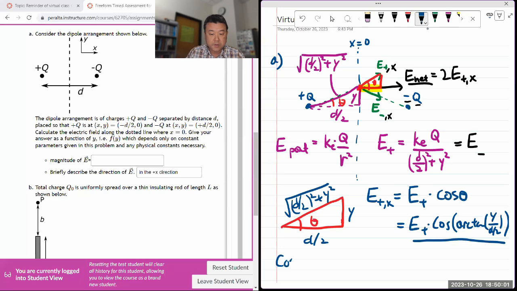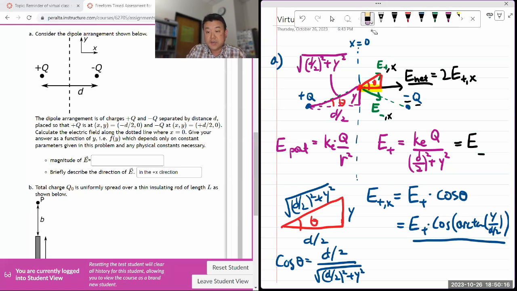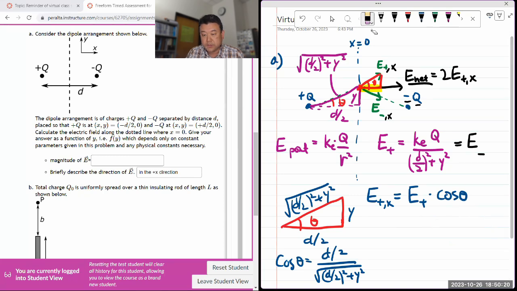So, cosine of theta, that's the adjacent over the hypotenuse. So you just write out adjacent over the hypotenuse. And that's the expression for cosine of theta. No inverse trig function needed. So I can say my x component of the electric field is equal to that, k e q over (d over 2) squared plus y squared, times this expression.